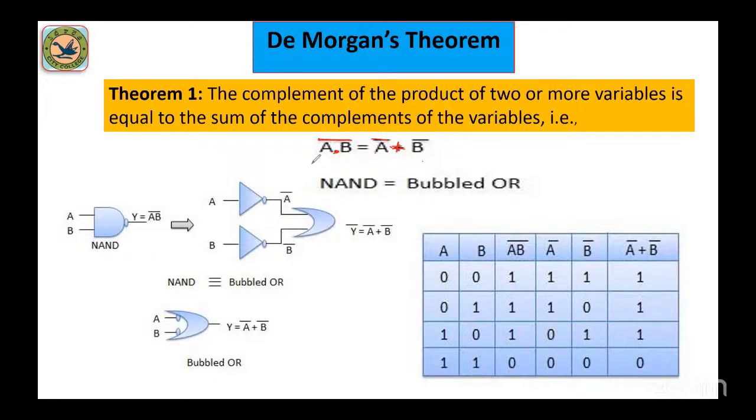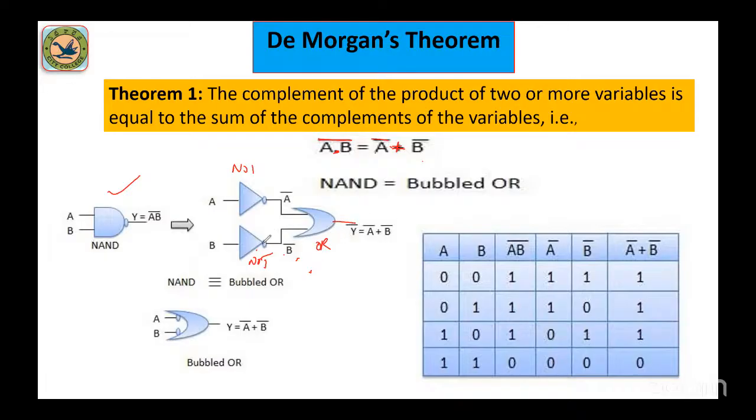So this is nothing but a bubbled NAND gate. Here on the left hand side, A dot B whole bar means NAND gate. A bar, B bar: this is a NOT gate, and this is also another NOT gate. So A bar plus B bar is nothing but an OR gate. So a NOT gate followed by an OR gate gives A bar plus B bar.